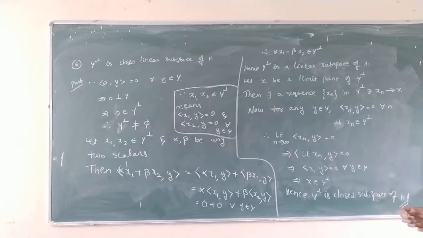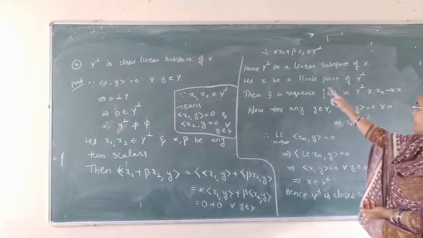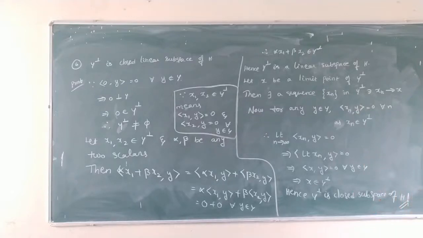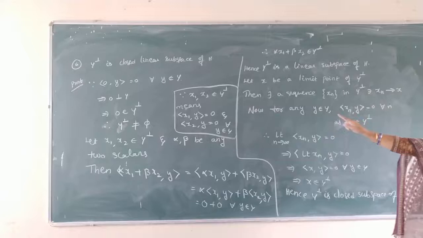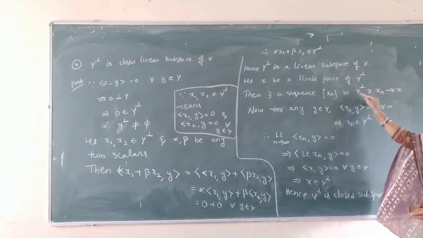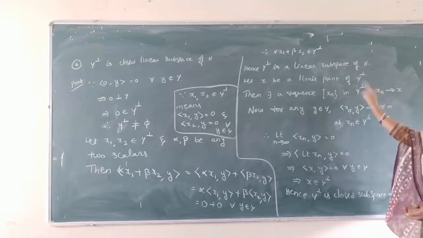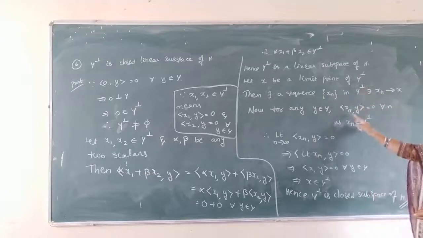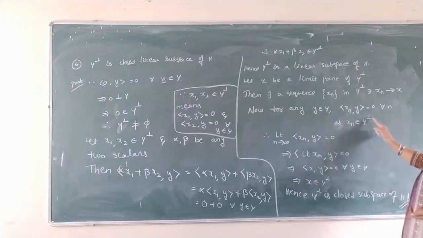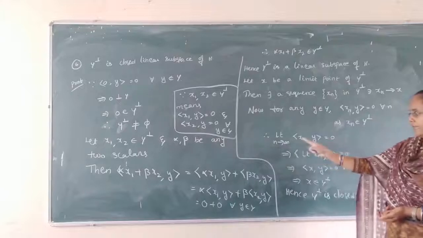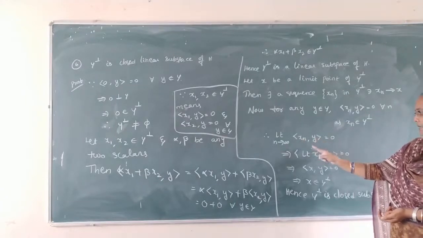For this closedness, first we take a limit point. Let x be a limit point of Y orthogonal complement. So by applying the known theorem, there exists a sequence in Y orthogonal complement which converges to that limit point. Now for any y belongs to Y, xn is in the Y orthogonal complement, meaning the inner product of xn comma y goes to 0. Next, we have to calculate the limit of the inner product of xn comma y, which is equal to 0.